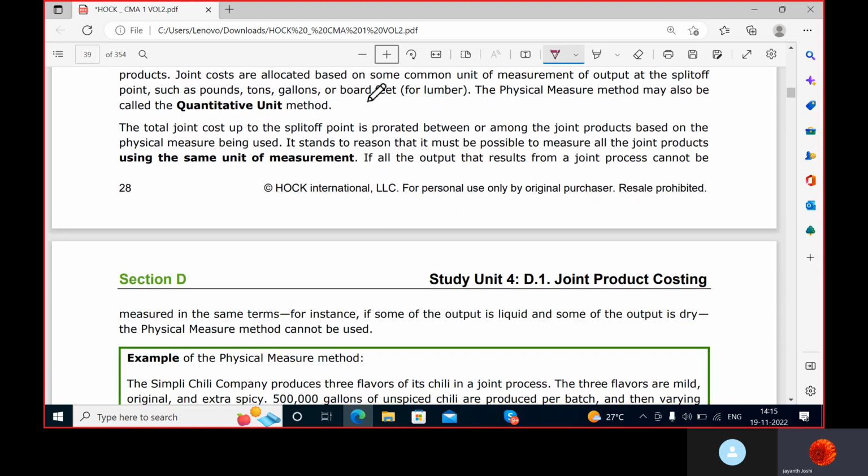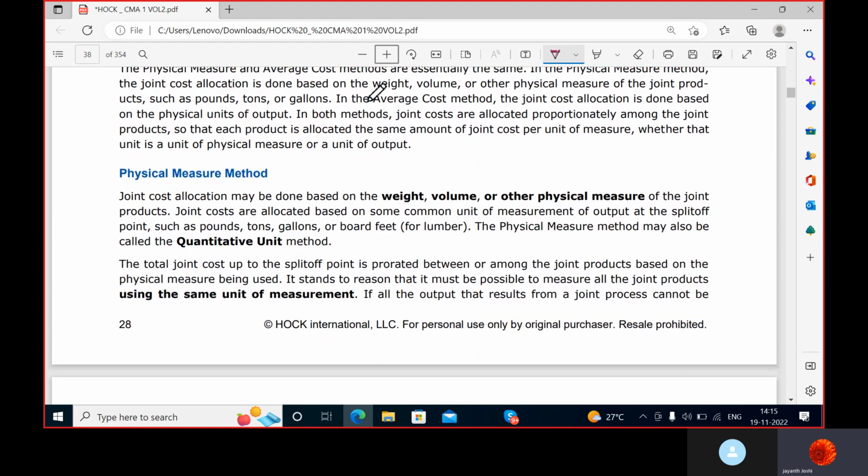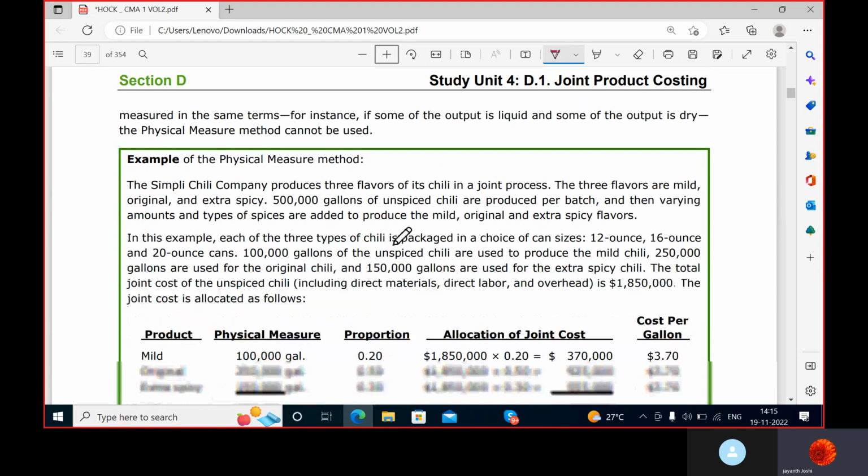Okay. Next are the physical measure and average cost methods. With the name itself, you can understand that the physical measure method is nothing but allocating the joint cost based upon the weight, volume, or physical measure of the joint products. So joint costs are allocated based on some common unit of measurement of output at the split-off point, such as pounds, tons, gallons, board feet, or anything like that. We'll understand this easily with the help of this example.